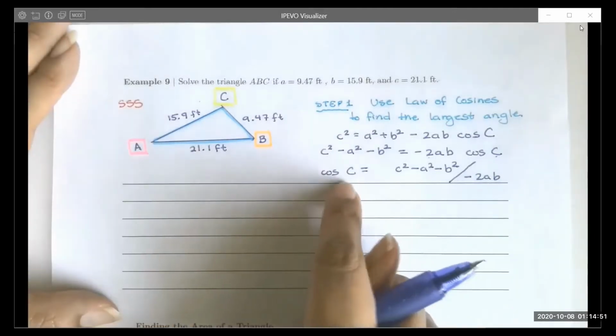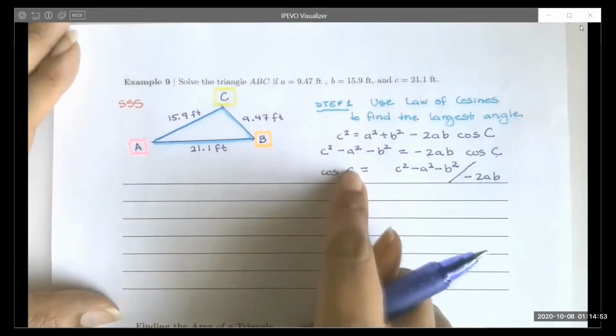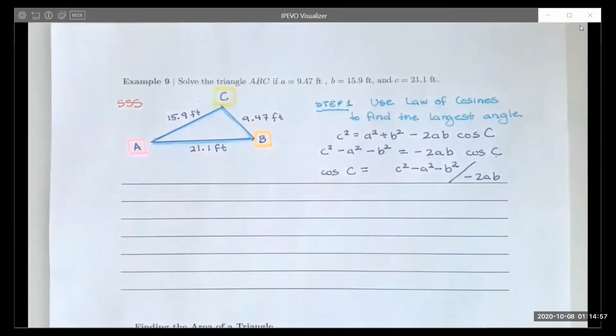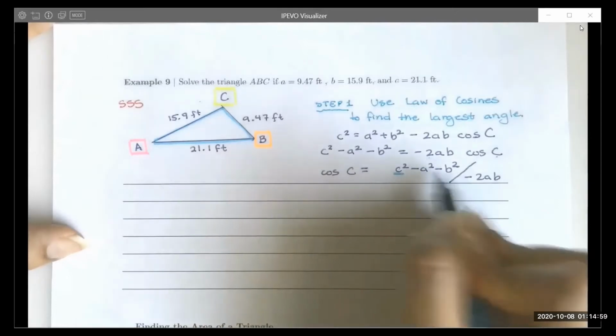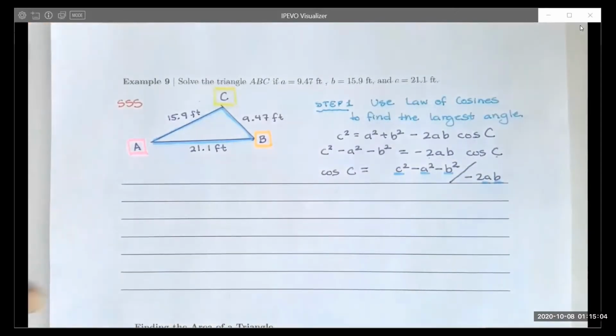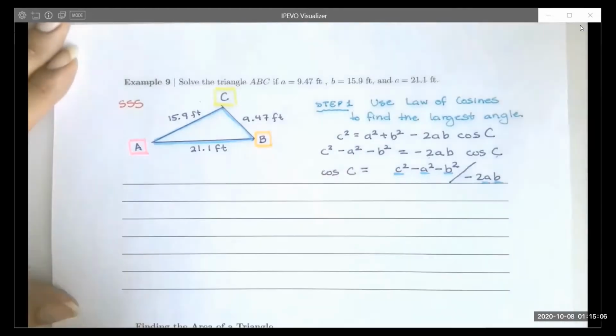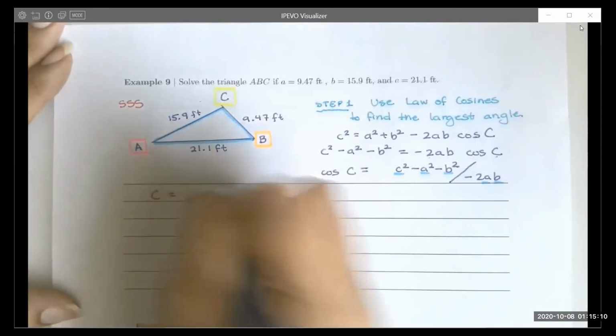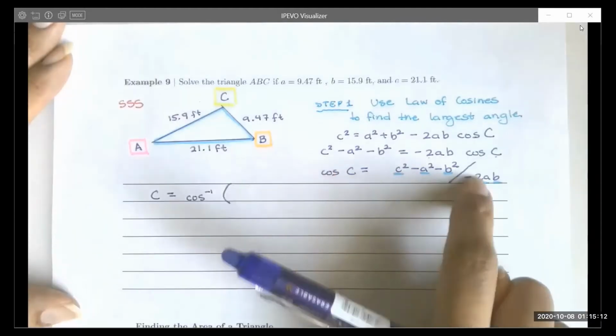And finally, if you have cosine of an angle with a known value, and we do know that value, or we are going to be able to calculate it because all of those sides are given, then I can take cosine inverse. So C is going to be cosine inverse of this information.